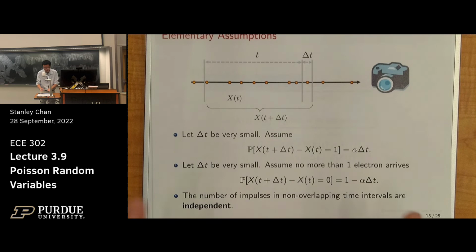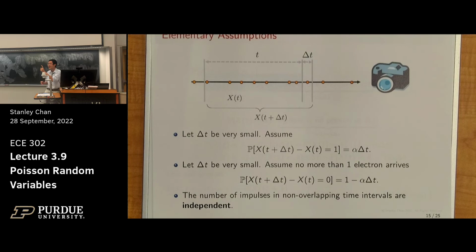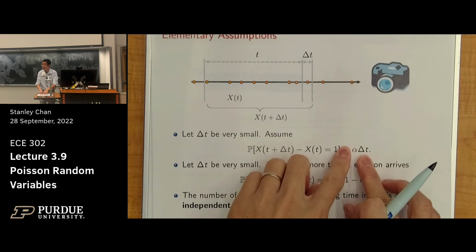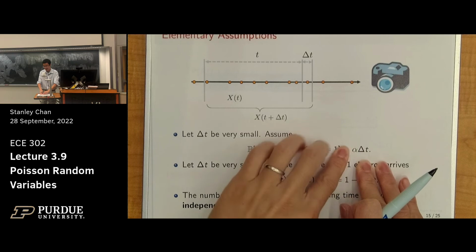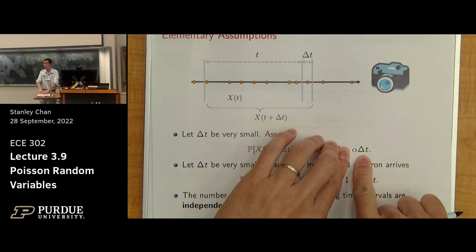Then you ask, within this delta t period, okay, so this is t, this is delta t, the probability of getting one additional photon is given by this alpha times delta t. Alpha is the arrival rate, and delta t is the duration. Now we have to accept it. Okay, this is an assumption. That is a linear process, that the rate times the time will give you the probability. And because this delta t is extremely small, we're okay to make sure that this alpha times delta t will be less than 1.